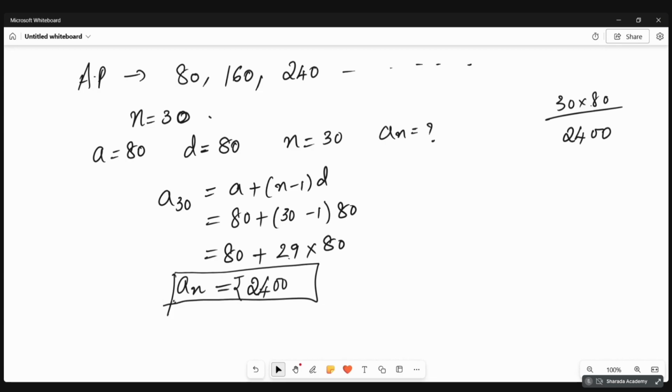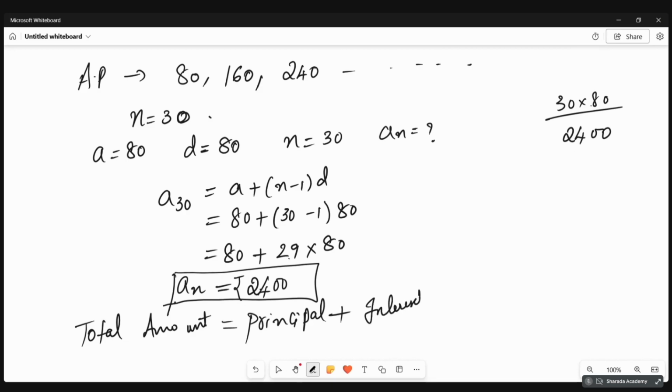So if we ask the total amount, then it will be principal plus the interest. Principal here is 1,000 rupees. Interest will be 2,400. Total he will get 3,400 rupees after 30 years.